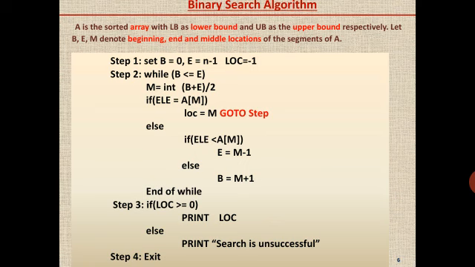If the element is matching with the array element, then we found the location. If not, then we have to either decrease the value of E or increase the value of B as shown in the algorithm. Finally, in step 3, we are saying if we found the location, or sometimes the search is not successful when the element is not present.